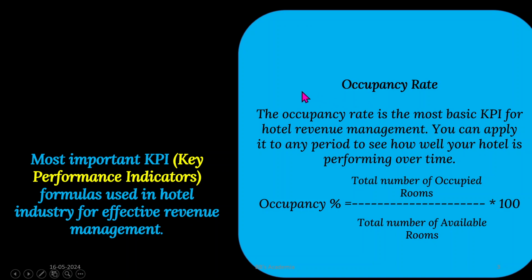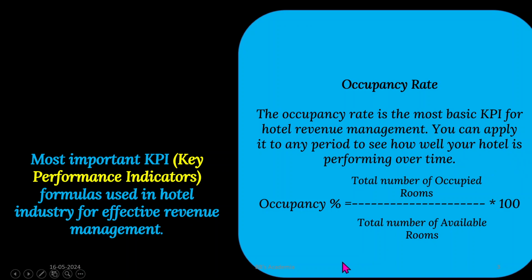Occupancy rate. The occupancy rate is the most basic KPI for hotel revenue management. You can apply occupancy rate to any period to see how well your hotel is performing over time.